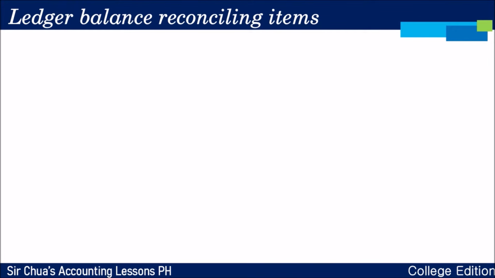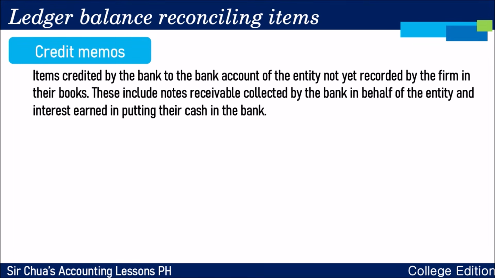Okay? So, the first one is all of our credit memos. Items credited by the bank to the bank account of the entity, not yet recorded by the firm in their books. This means it has already been added to their bank account but the company does not know yet.